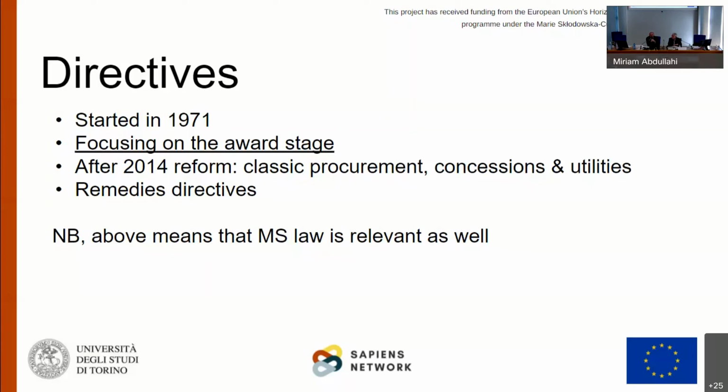And these rules come in the form of directives. What is a directive? A directive is not immediately applicable. You need implementation at the member state. So EU law on public procurement, we have directives at EU level and then implementation at the presently 27 member states. And as Martin was saying, these directives have been focusing on the award stage.